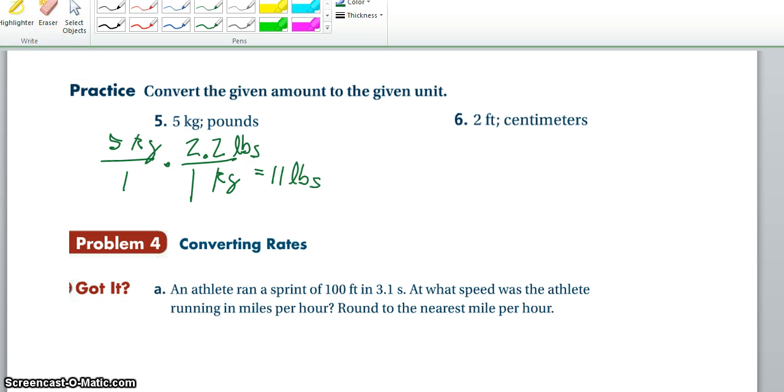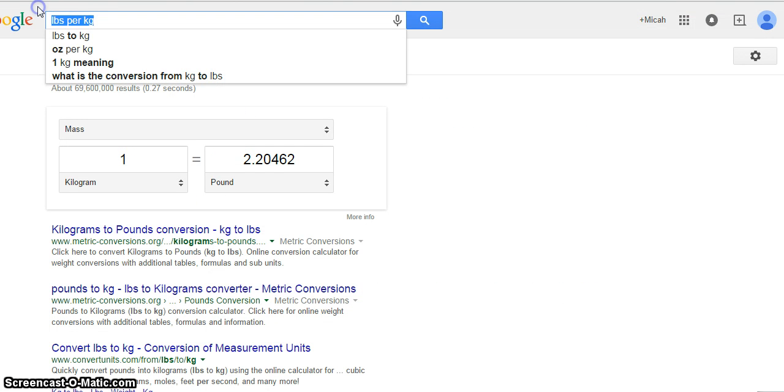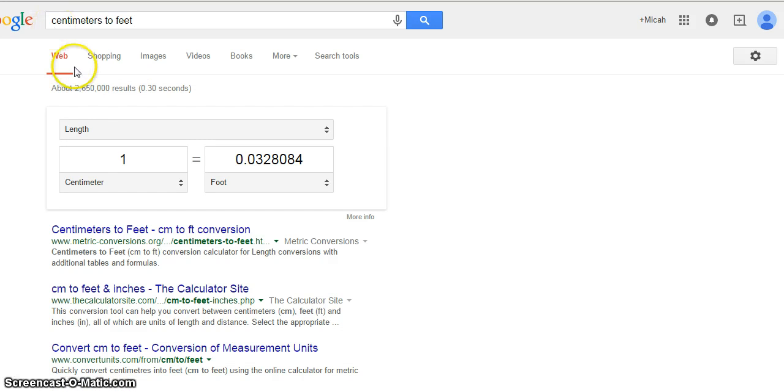11 pounds is what we should get with 5 kilograms. So now for 2 feet to centimeters, we want to do the same thing. Now I like searching for what I don't know first, so I say centimeter to feet, and it already pops up. And 1 centimeter is 0.03, yeah, not great.